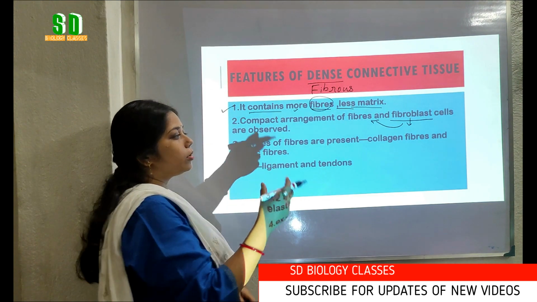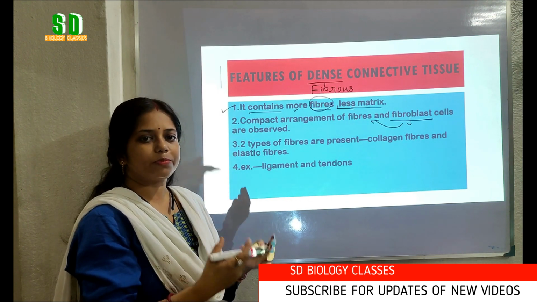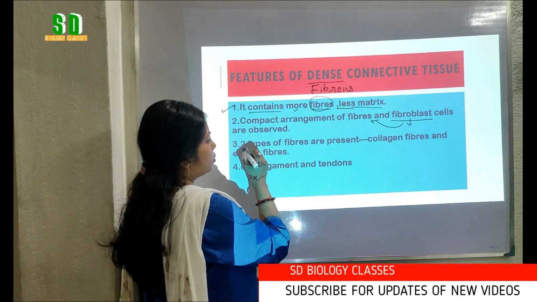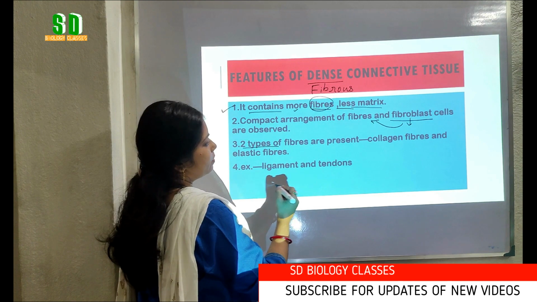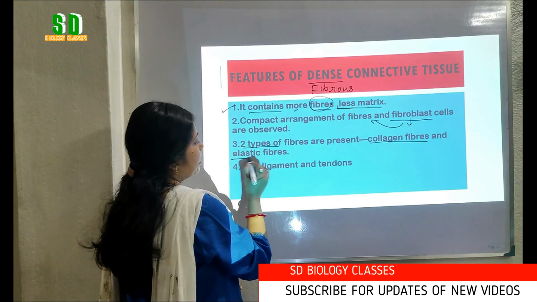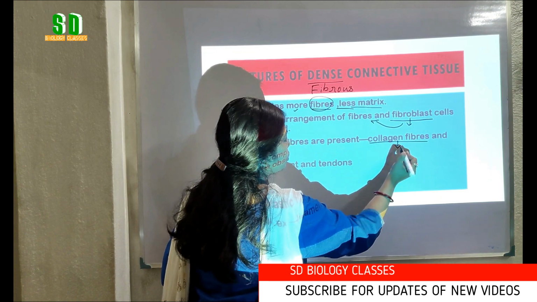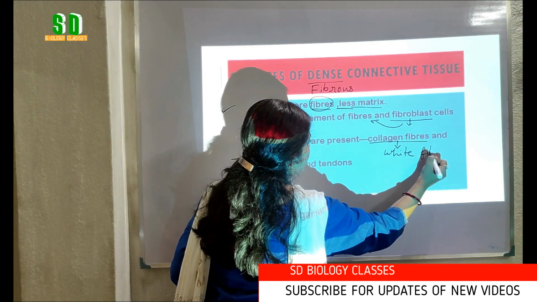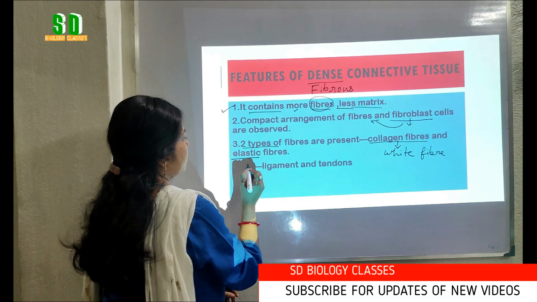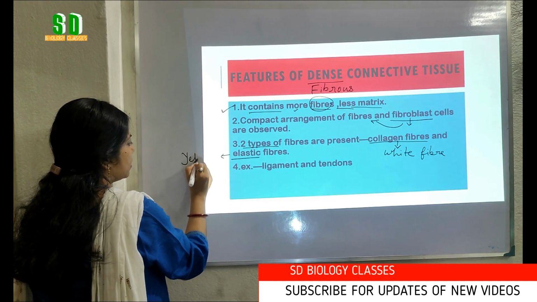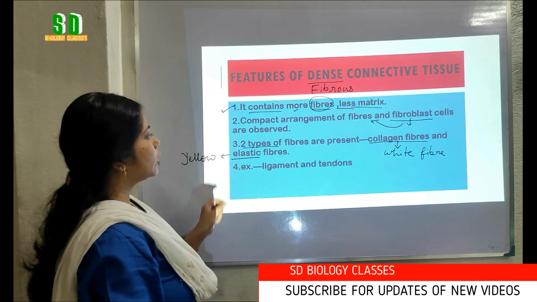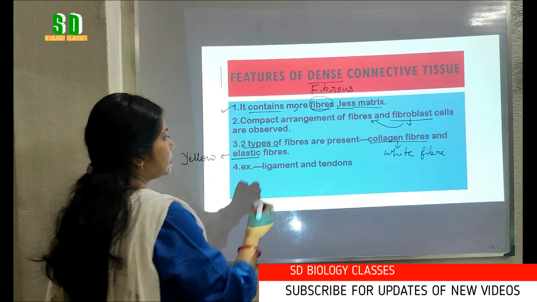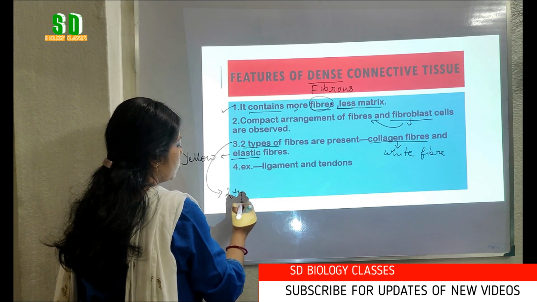Now, depending on the types of fiber, what types of fibers are present? Here, the dense connective tissues are of two types. We can see that two types of fibers are present: the collagen fibers and the elastic fibers. The collagen fibers are also called the white fiber, whereas the elastic fibers are also called the yellow fiber. So, depending on the type of fiber present in the dense connective tissues, the dense connective tissues are of two types. What are those?